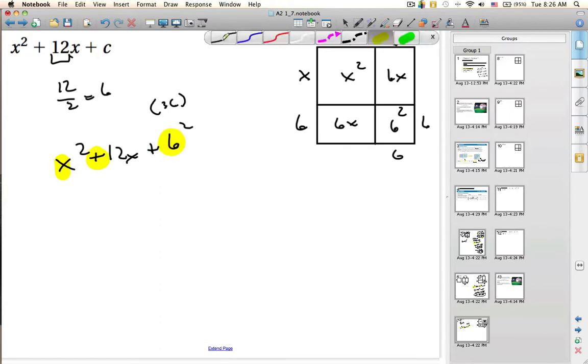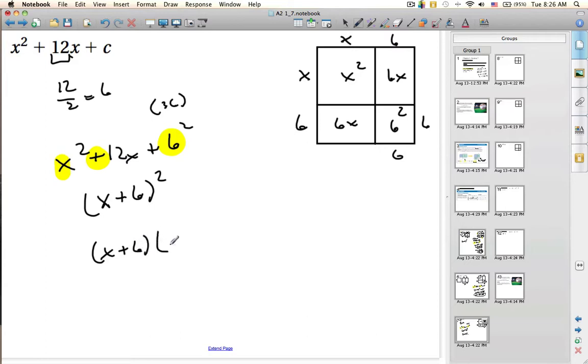I don't so much need the 36. When we're working with an equation, I'm going to add 6 squared to this side, but I'm going to add 36 to the other side, so that will be important. So this is x plus 6 squared. If I want to check to see if this is correct, I can multiply it out and see, did I really make what I thought I was going to make?